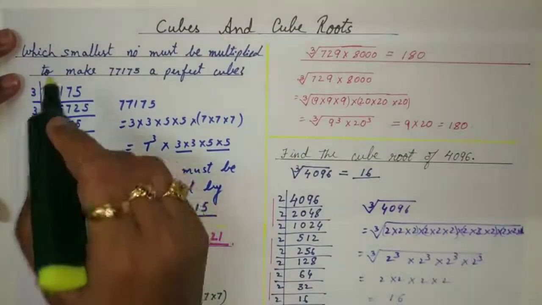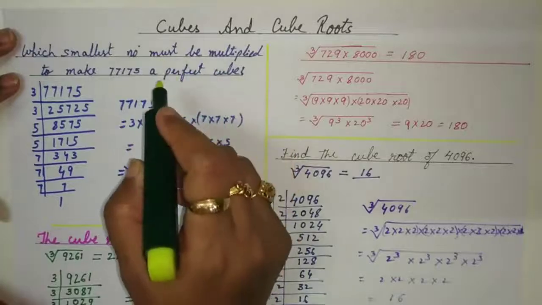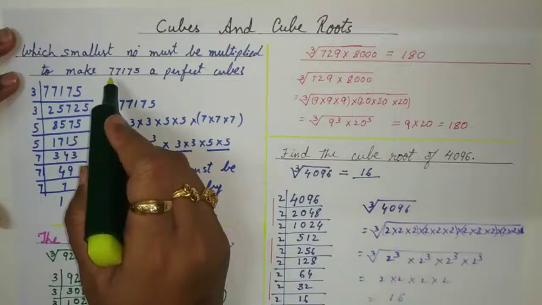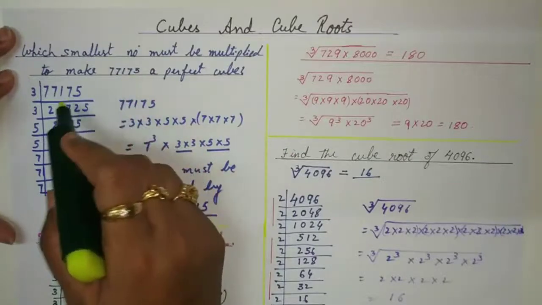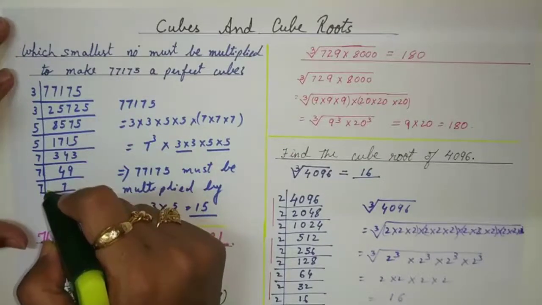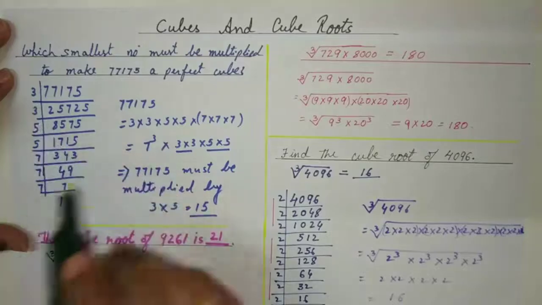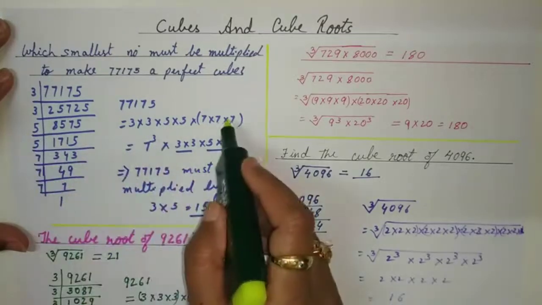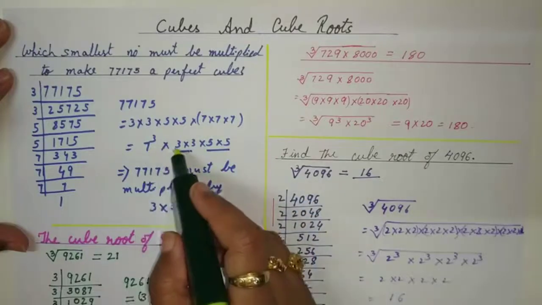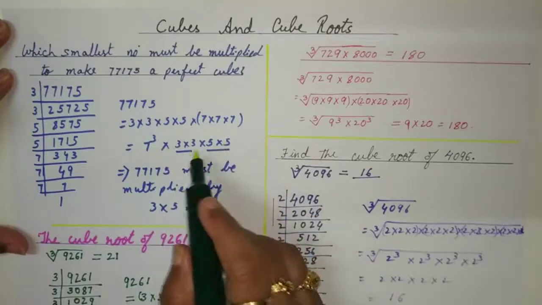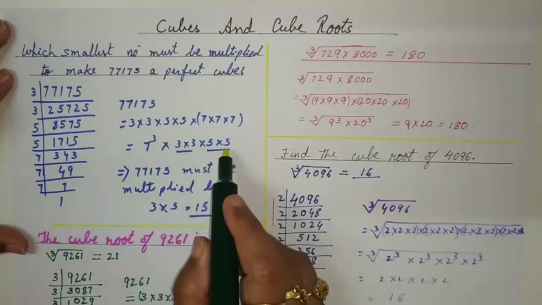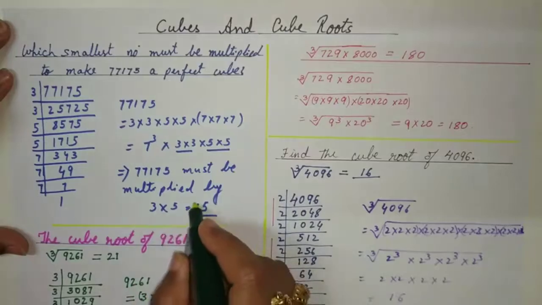Which smallest number must be multiplied to make it a perfect cube? 77,175. First, the same step, prime factorization method. There are 2 3s, 2 5s, and 3 7s. So I have 7 cube, and I have 3 into 3, 5 into 5. So what has to be multiplied? One more 3 here to make it a perfect cube, and one more 5 here to make it a perfect cube of 5. So the answer is 3 5s are 15.